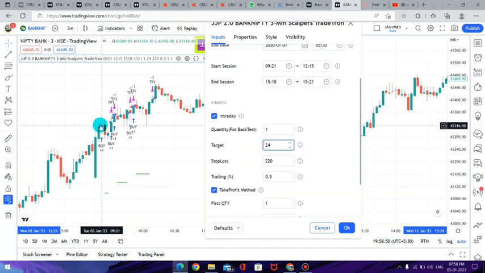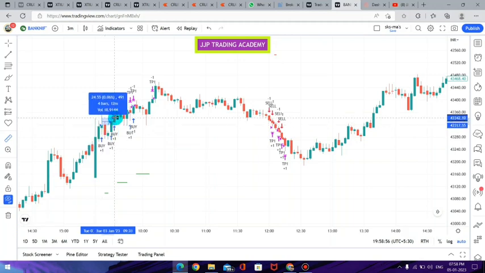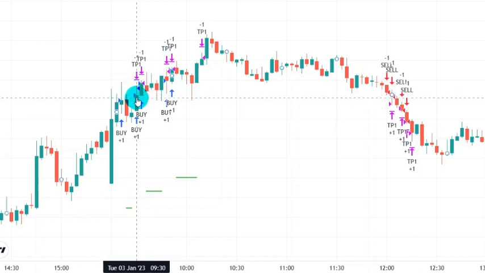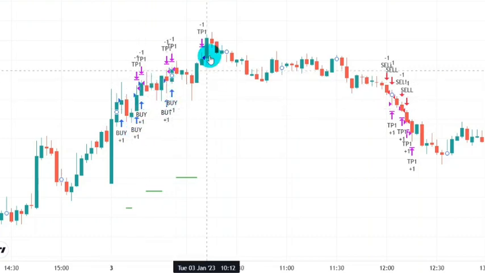So you can see this trade has been taken here. Perfectly, once the trade is taken and the 24 points target is met, at the close of the candle, if the condition is satisfied again, it will take the next entry. So again and again it will keep taking entries. If the condition is not satisfied, it will leave.